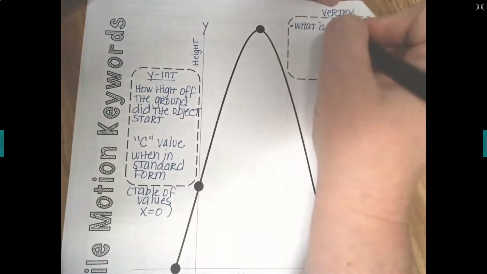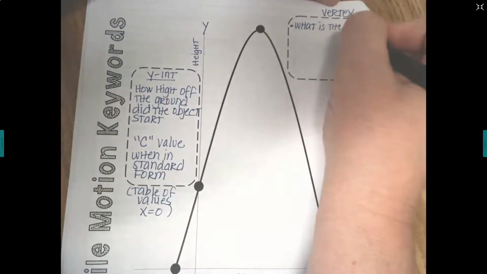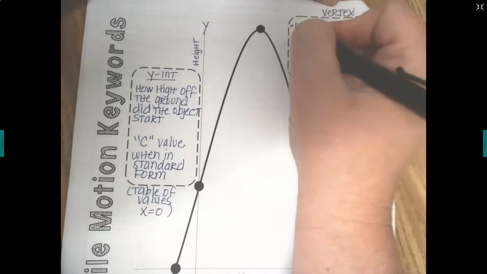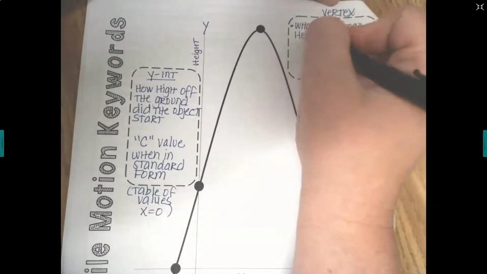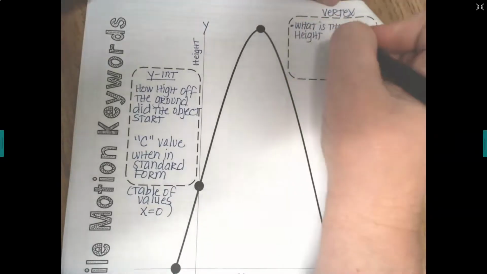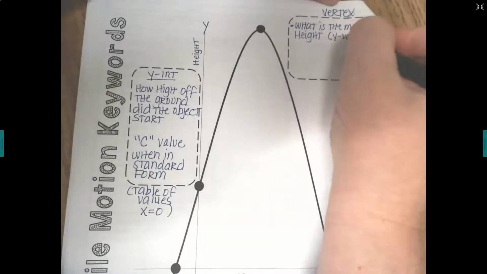So when we're talking about the vertex, questions that you'll get are very often, what is the max height of the object? If they're asking what is the max height, that's just like when I ask the characteristics, what is a maximum? It's talking about the y value of the vertex.